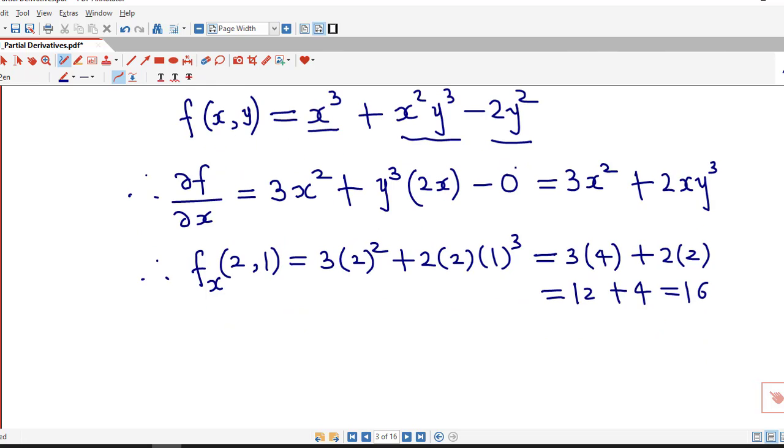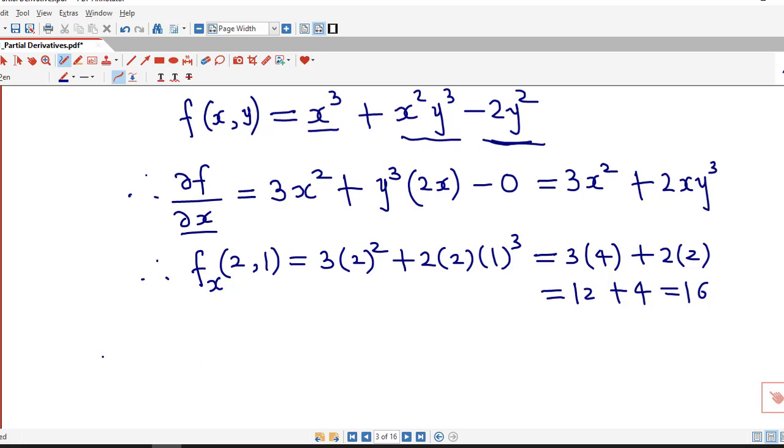We are using the formulas of ordinary derivatives, but we consider y as constant because we are differentiating with respect to x. In the first term there is no y, so the derivative of x cube is 3x square. In the second term y cube is constant, so we keep y cube as it is, and the derivative of x square is 2x. In the last term there is no x, so this whole term becomes constant and the derivative of a constant term is 0.